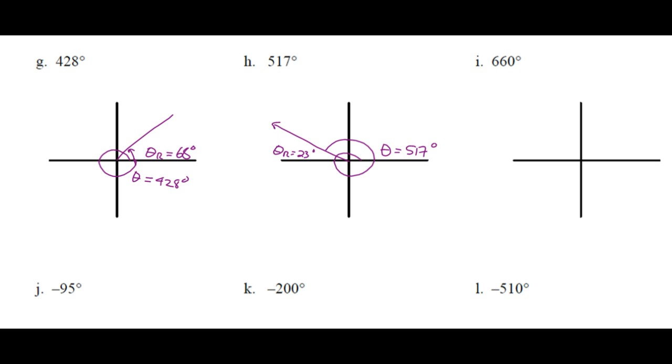660. So 90, 180, 270, 360, 450, 540. What's after 540? What's down here? Just add 100, subtract 10. 540, 640, 630. Okay, 630. How much further do I have to go to get to 660? Another 30.